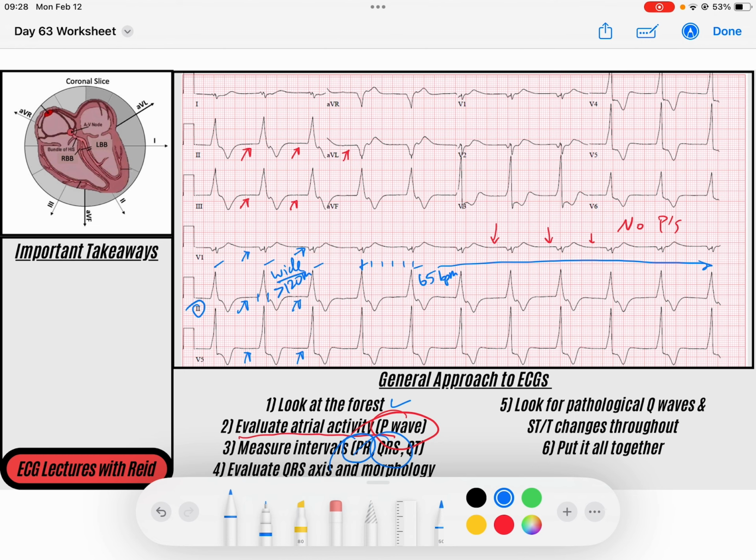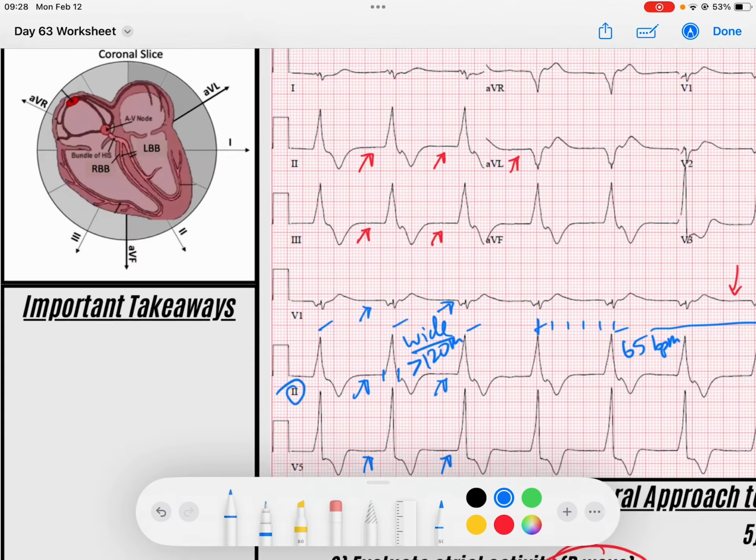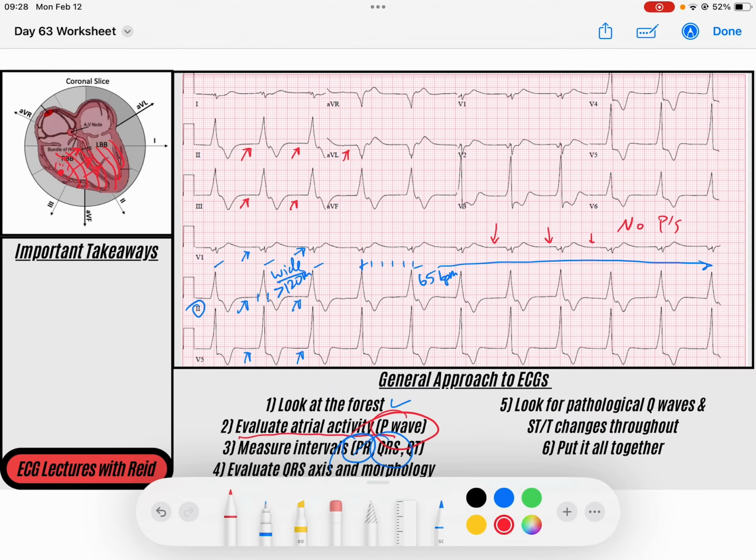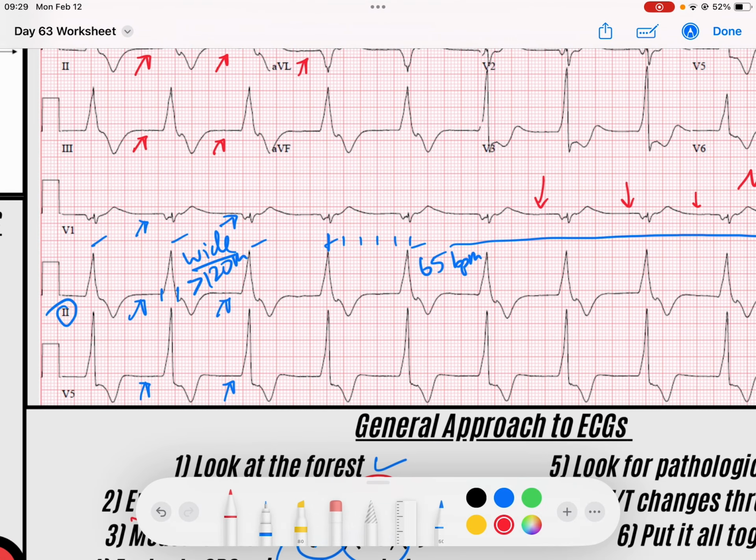Wide complex QRSs occur from ventricular ectopy, right? If some ventricular focus fires off, it depolarizes through the ventricles, and it's going to take a very slow time as it's traveling from cell to cell throughout the ventricles, rather than through the nice His-Purkinje highway system. So these beats, if I look at them closely, are wide complex. This is very wide complex. There's no P wave in front of them.